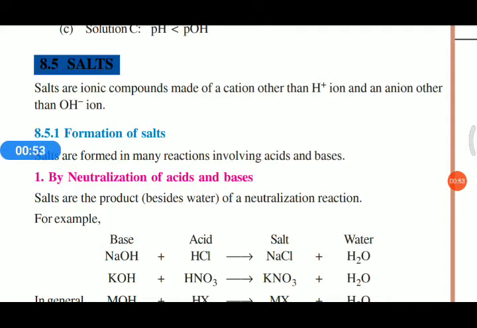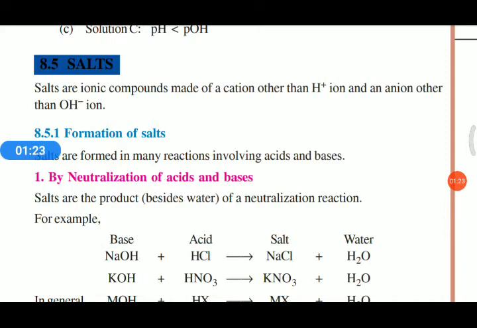Salt is an ionic compound. That also we studied in the previous chapter, ionic compounds and covalent compounds. Ionic compounds are formed by the force of attraction between a positive ion and a negative ion. So, salts are ionic compounds made of a cation other than H plus ion and an anion other than OH minus ion.